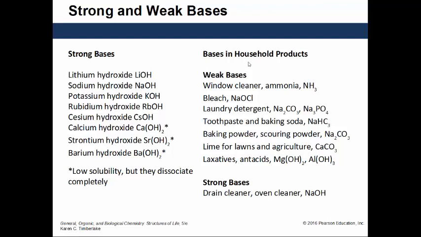Some bases that are found in household products, both strong and weak. Window cleaner, Windex, ammonia, bleach, laundry detergent. Toothpaste actually has a form of a weak base inside it. Baking soda and laxatives all have a form of a weak base inside. And a strong base that you would find in a household product: oven cleaner, drain cleaner.